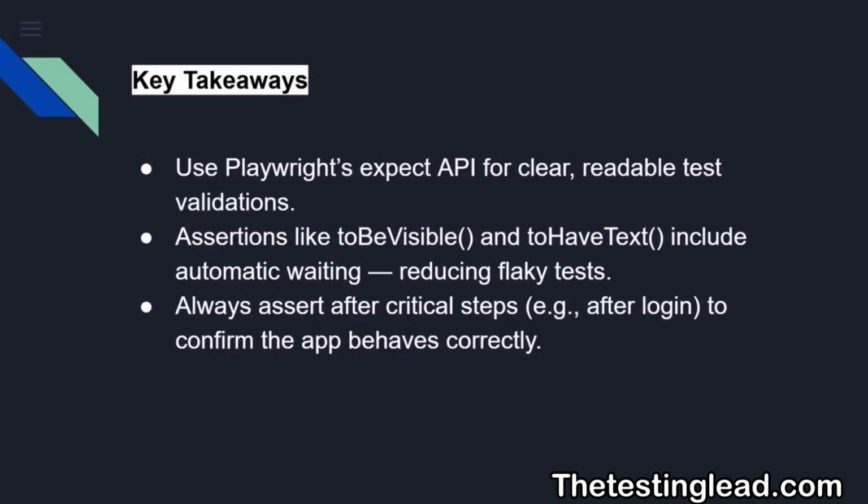Now for the key takeaways. Use Playwright's expect API for clear, readable test validations. Assertions like toBeVisible and toHaveText include automatic waiting, reducing flaky tests. And always assert at the critical steps, like logging in, to confirm the app is behaving correctly.